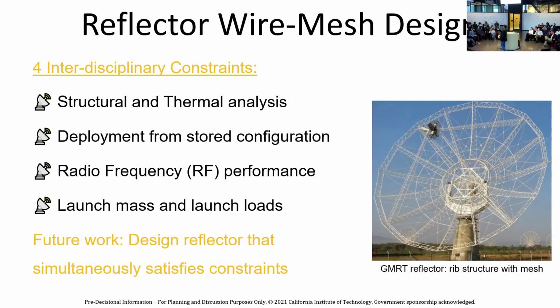So it has to survive structural and thermal analysis. Those of you from FEA would really understand this. You have lunar gravity, 1/6 of Earth gravity. You have the 300-degree temperature fluctuation.